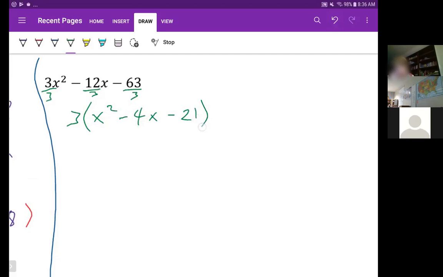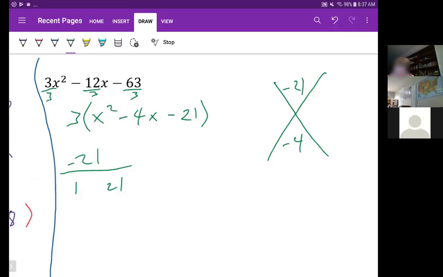So now we can do the x thing. Negative 21, negative 4. So for 21, you have 1 and 21, 1 and negative 21. You have 3 and negative 7, and then you have negative 3 and 7. So this one will work. Positive 3, negative 7.